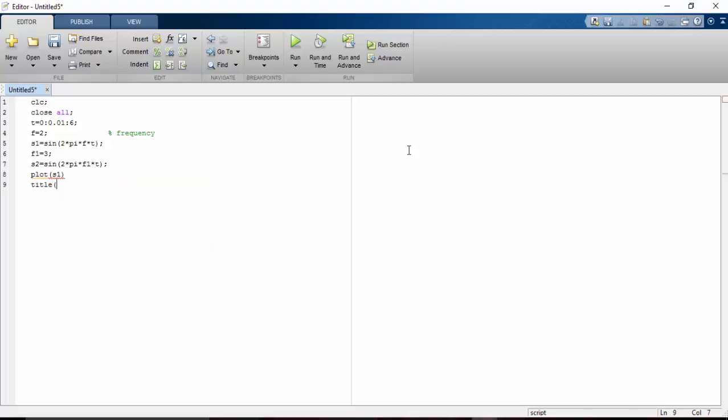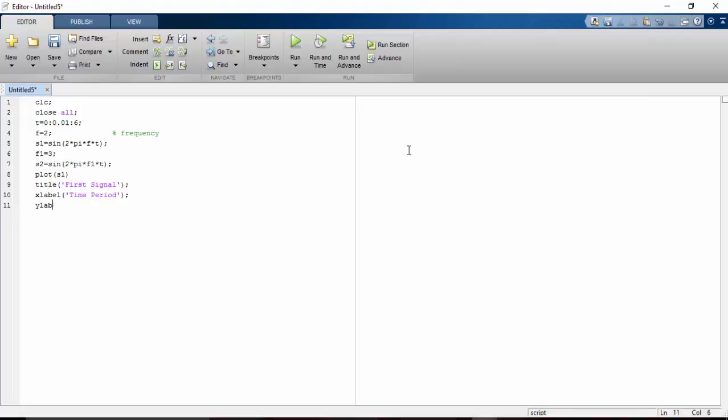So let us see. Now I have taken two signals and I am plotting those two signals. Plot is for a continuous domain, and stem is for a discrete domain. So if you want a discrete signal, then use the keyword stem. If you want a continuous signal, then use the keyword plot. So this is the difference between stem and plot. Small difference. Title is used to write the title of the graph. X label and Y label, X axis and Y axis labels, we have written as usual.